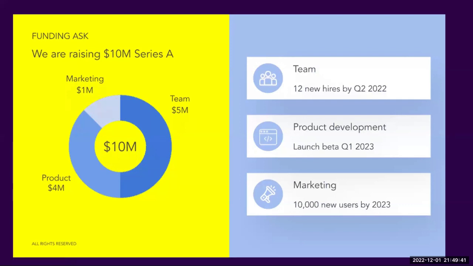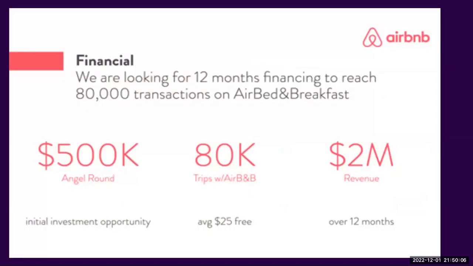So what you're doing is defining what you're asking. You're asking the investor to give me $10 million, and this is how I'm going to use it. That means you have a well thought out plan and a growth path. So the investor can then invest in your company because he sees that you have a pretty good plan and there's good value for money. Another example: Airbnb is looking for 12-month financing to reach 80,000 transactions on Airbnb.